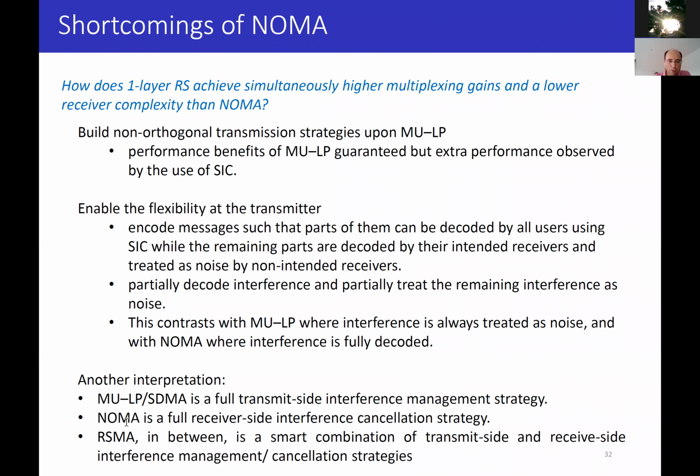NOMA is the complete opposite. It puts a lot of emphasis on the receiver side interference cancellation because one receiver has to fully decode and cancel interference from all the other receivers. And rate splitting, on the other hand, tries to smartly combine transmitter side interference cancellation and receiver side interference cancellation. And so by adjusting the power of the common and the private parts, it can softly bridge between the two extremes.